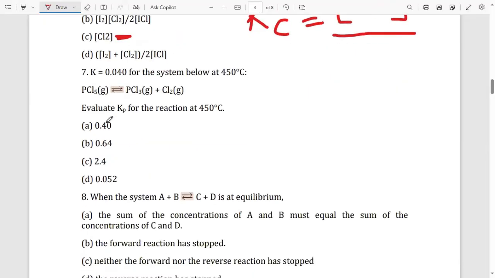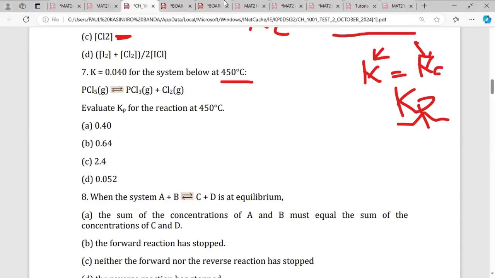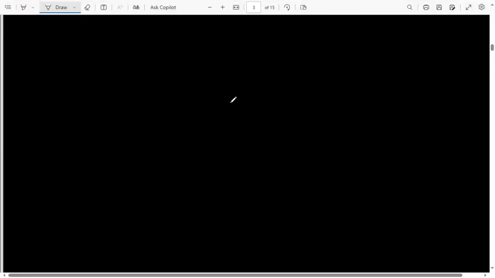All right, and then we have this one here now. We have K. Immediately you see K, it's the same as Kc when you're talking about the equilibrium constant. And then the Kp, which is the equilibrium constant in terms of pressure, is always specified as Kp. But this one here can either be K or Kc, they're just the same. They're saying the K is 0.04 for the system below at this temperature, and then they're saying evaluate Kp for the reaction at this same temperature. So we have to apply that formula that you all know.